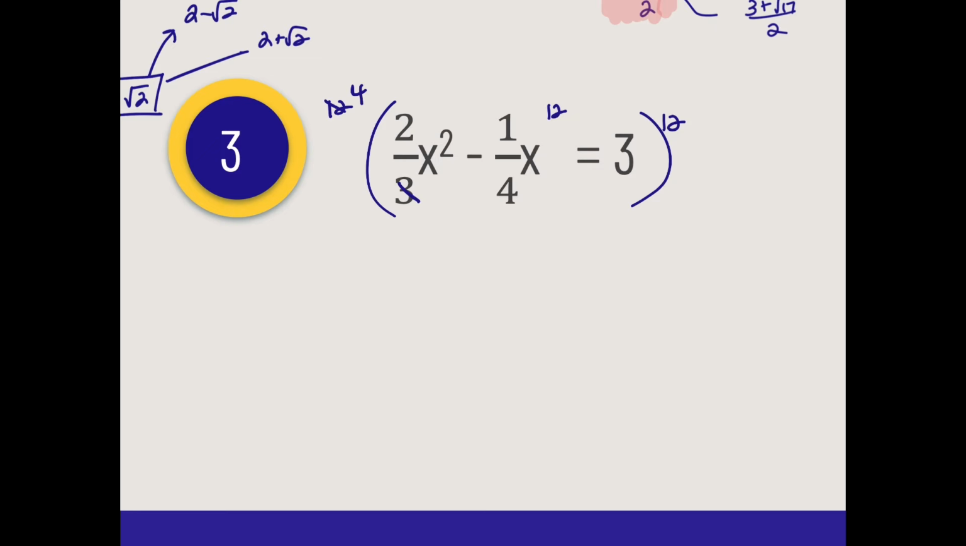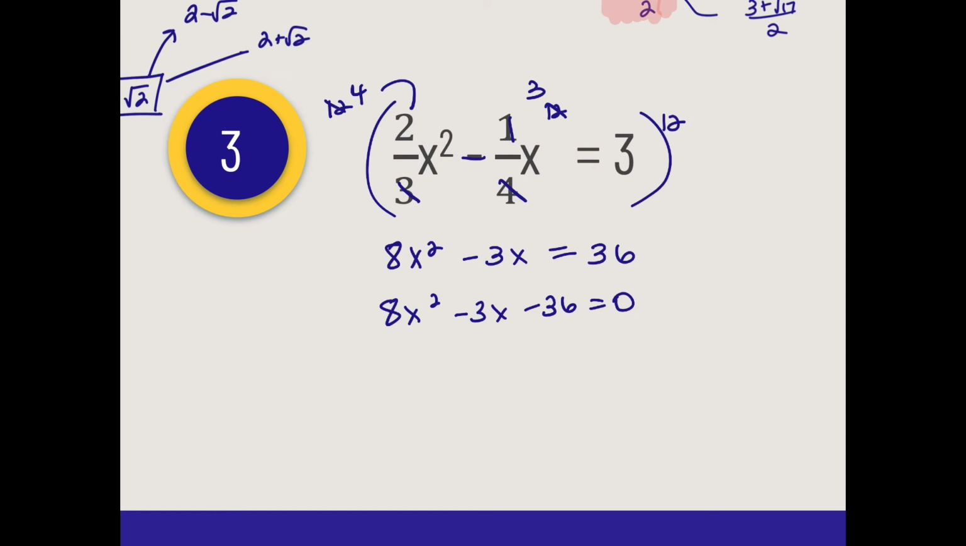3 goes into 12 4 times. 4 times 2 is 8x squared. 4 goes into 12 3 times. Negative 1 times 3 is negative 3x. Equals 3 times 12, which is 36. Now I'm going to get everything to one side, so I'm going to subtract the 36. You could have moved the 3 first and then multiplied by 12. The order there wouldn't have mattered.